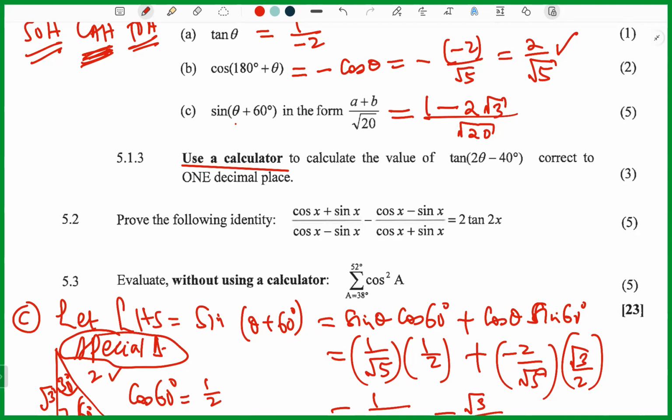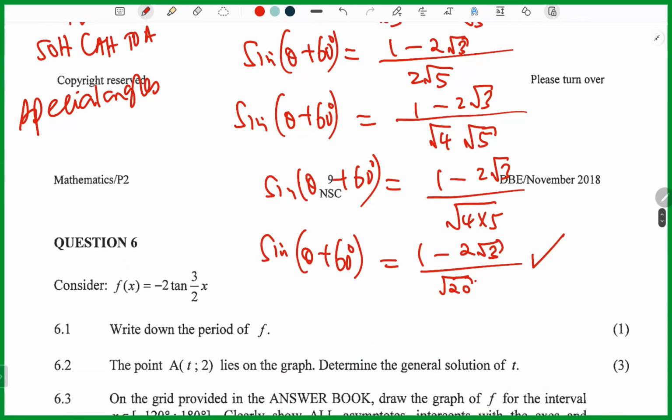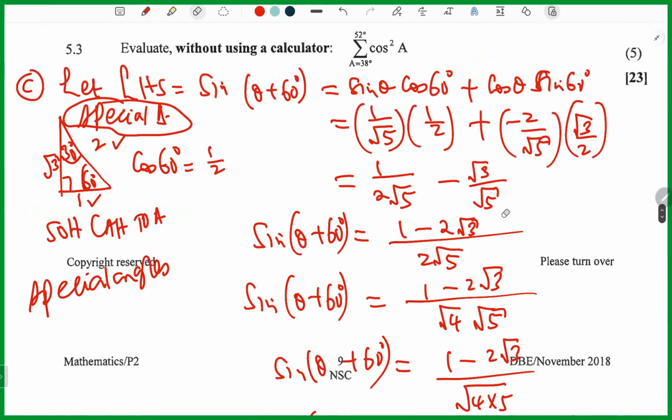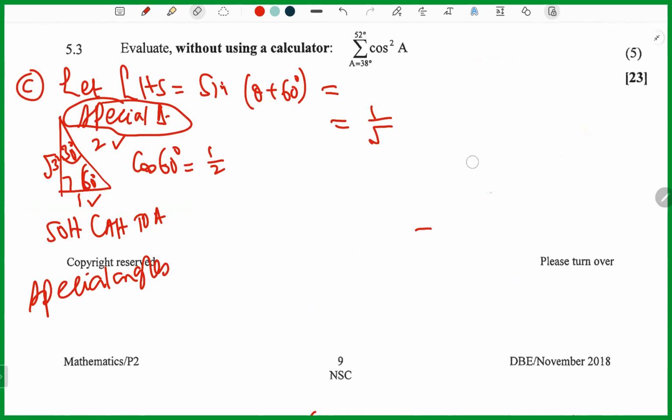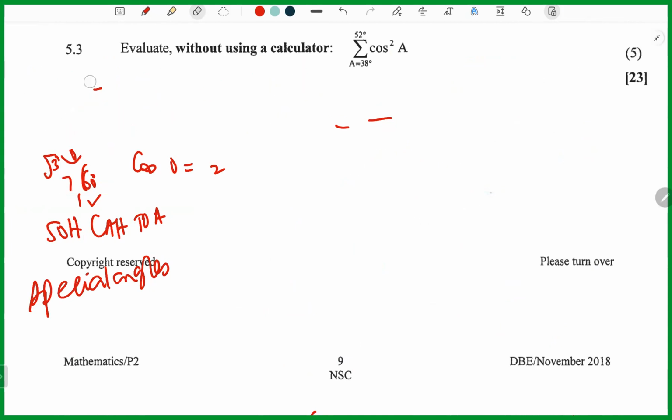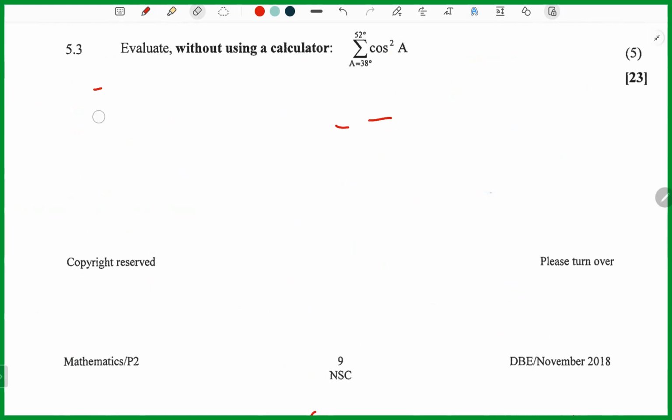Okay, so we continue as follows. To calculate the value of these, correct to 1 decimal place, let's look at that. We need to calculate the value of this one, 5.1.3. So I'm going to clean the board a little bit up so that we can continue.